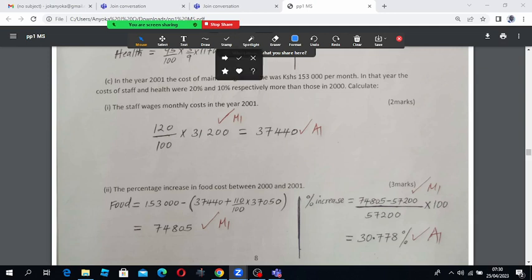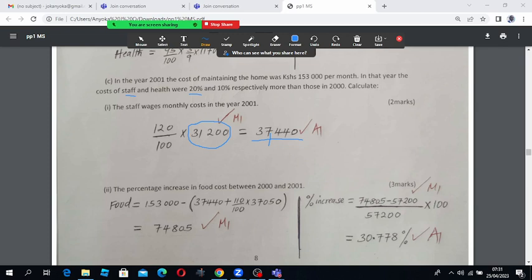So we know the cost from 2000. In 2000, the cost of staff wages was 31,200. But now it is increasing by 20% more than that of 2000. So 120 over 100 times this one gave us 37,440. So it is a straightforward kind of question.